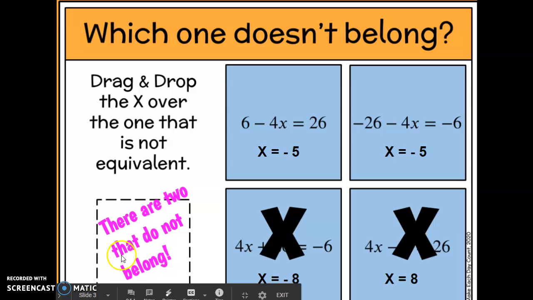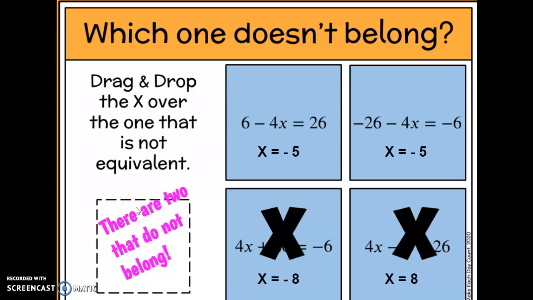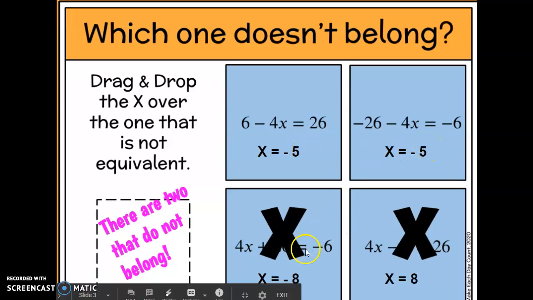On to the third set of numbers. There are actually two that do not belong here. You had negative 5 and negative 5 for the first two questions. The last two, you had x equals negative 8 and x equals 8. So there were actually two that did not belong.